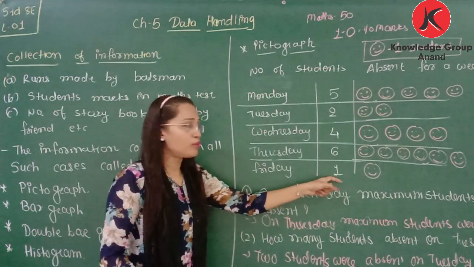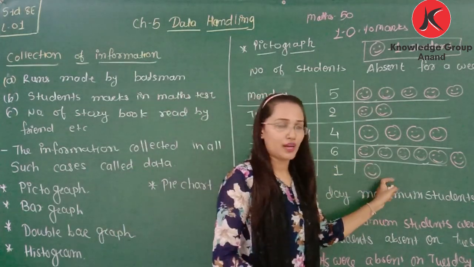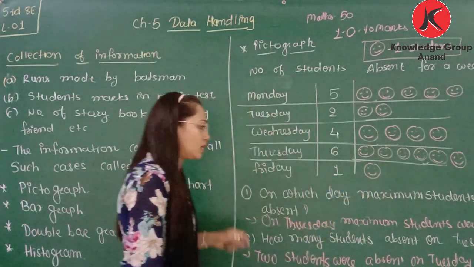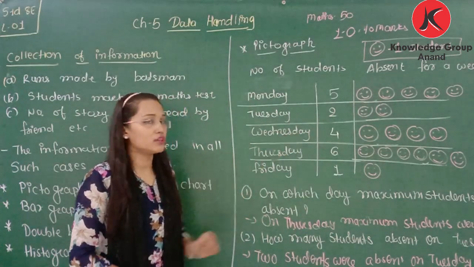So if we have this kind of information, the name of the day and the number of students, represented in a tabular form, then we can represent the pictograph like this. Also we can give the answer to a question by observing the pictograph.